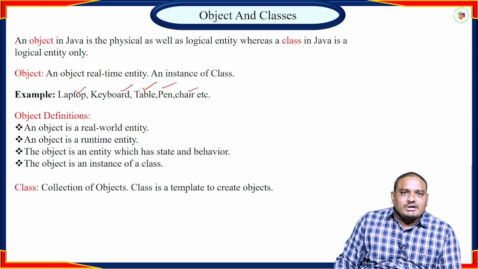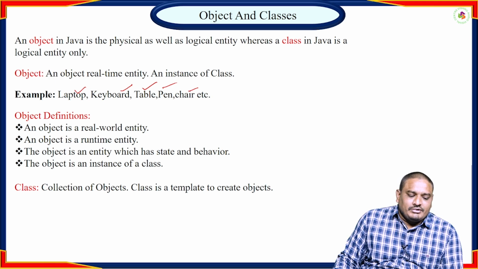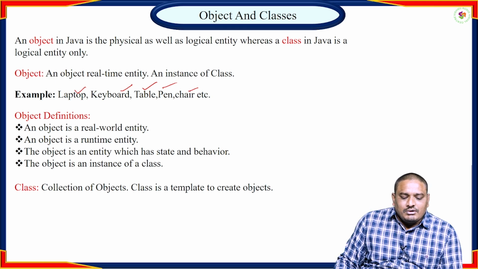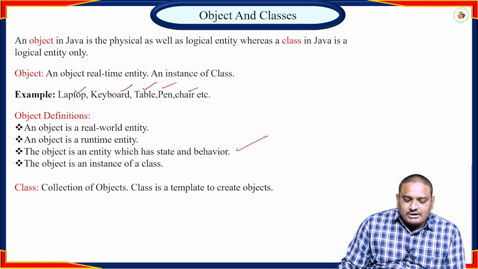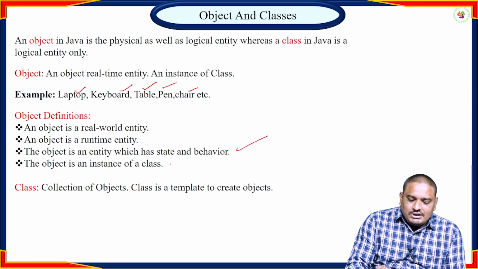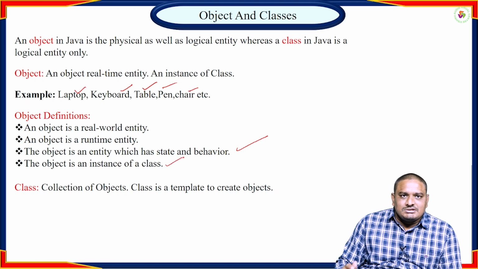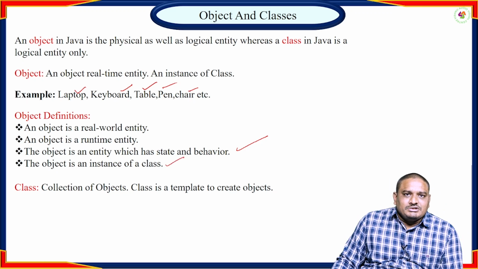Some other definitions are there. What do you mean by object definition? An object is a real world entity. An object is a runtime entity. An object is an entity which has state and behavior. An object is an instance of a class. These are the definitions of an object.